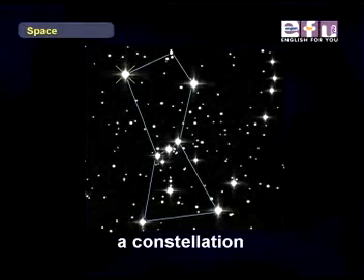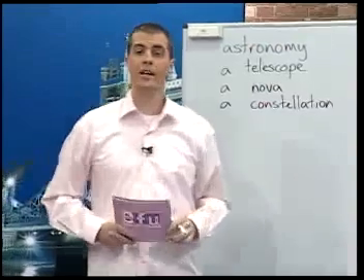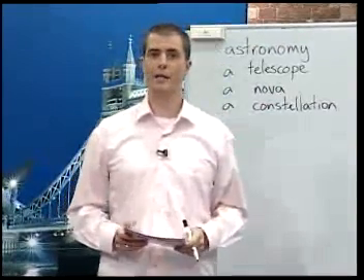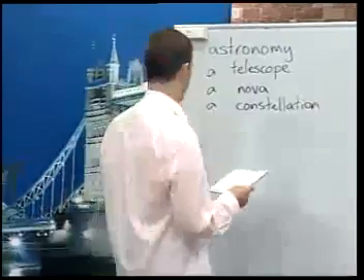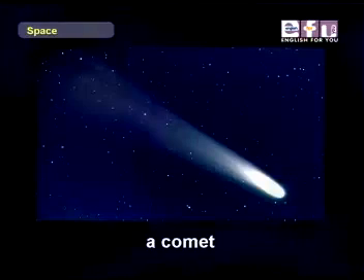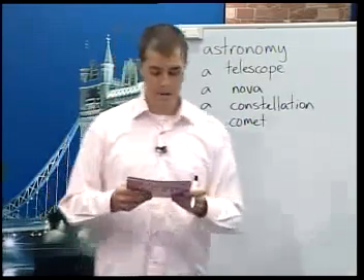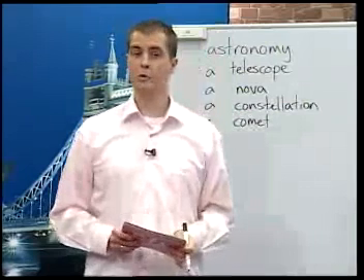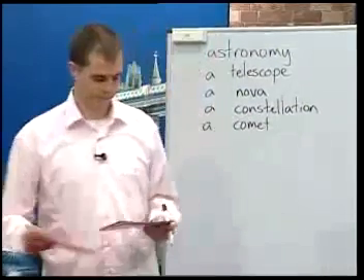A constellation. A constellation is a group of stars that have a shape and a name. A comet. A comet is a bright ball with a long tail. It moves around the sun.